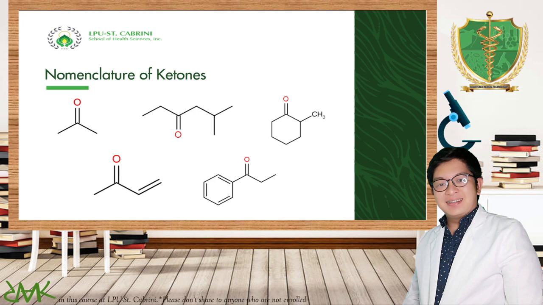So the first structure that we have is a double bond O, carbon 1, 2, 3. This is our 2-propanone.